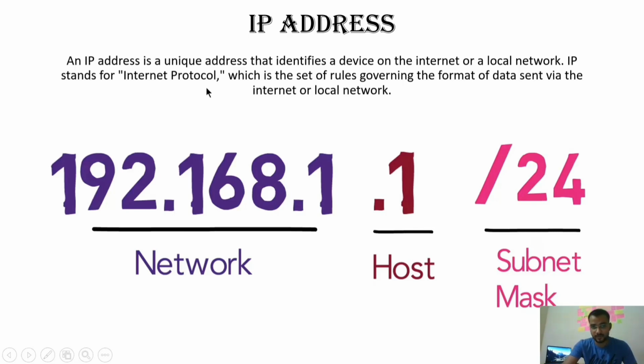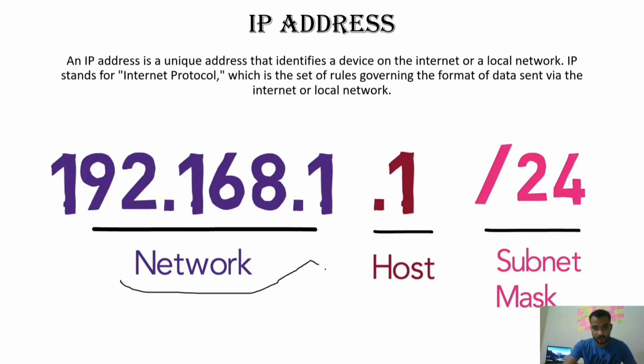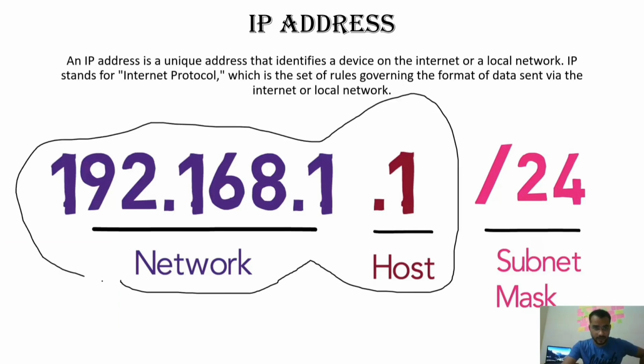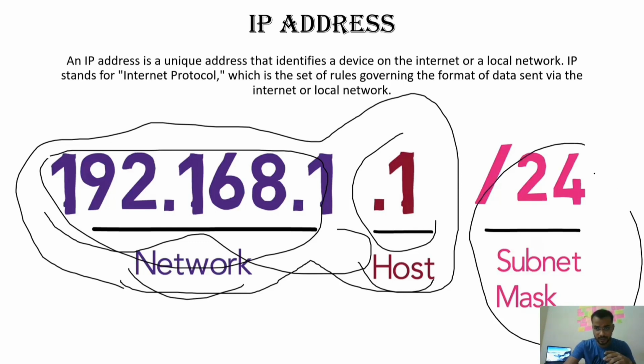IP stands for Internet Protocol, which is a set of rules governing the format of data sent over the internet or local network. As you can see here, we have a network IP address, which is basically divided into two parts. First is network and another is host. This is the network portion, and this is for the host. And this is the subnet mask. What is a subnet mask? I will tell you in another slide.